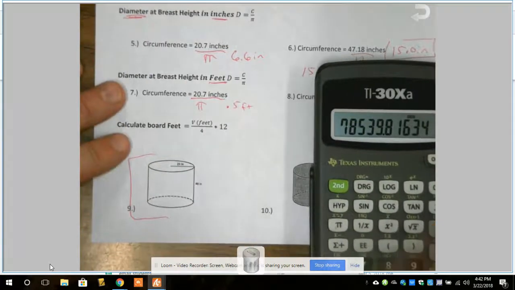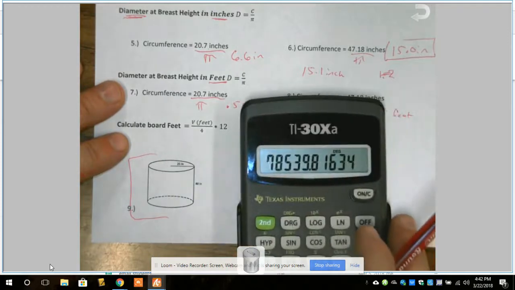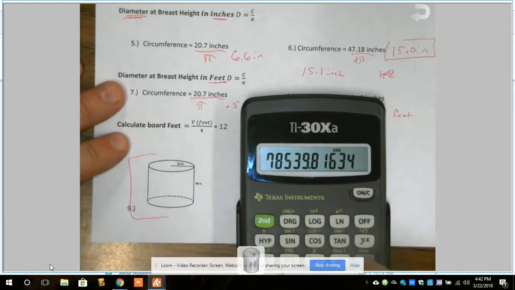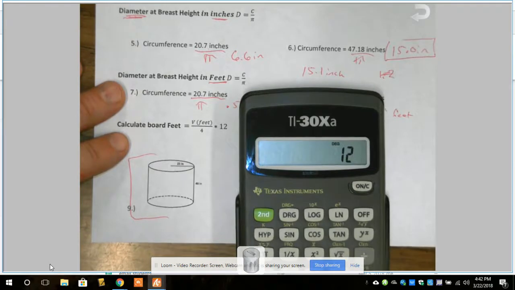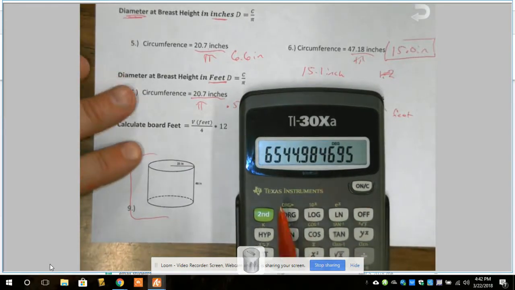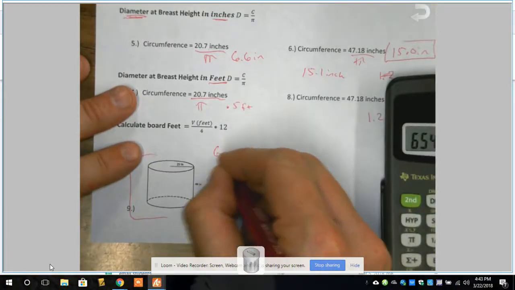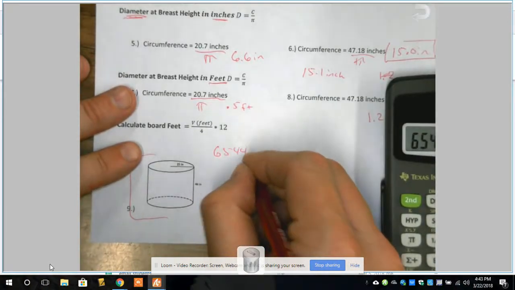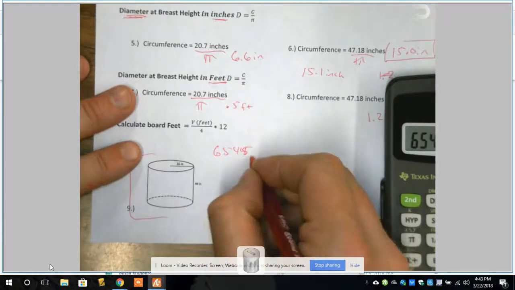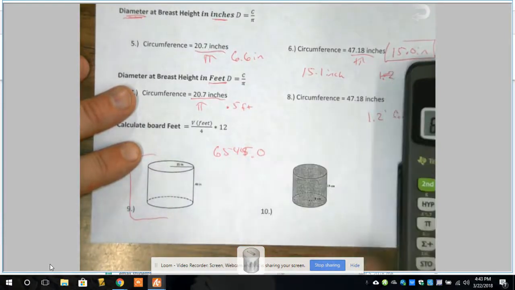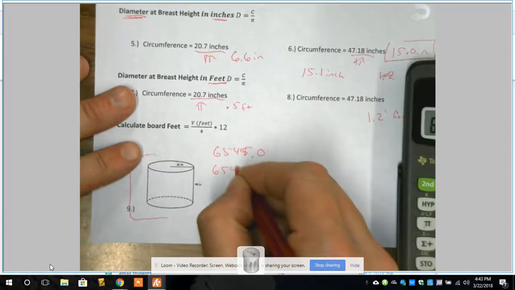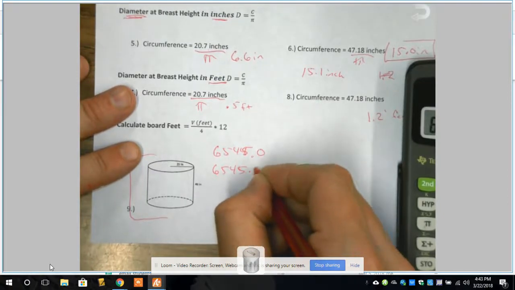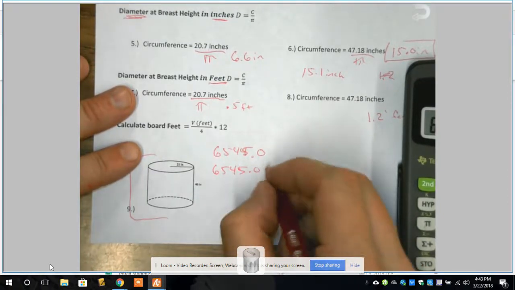Now for here, I want to put it in terms of feet. This is 78,000 something inches, so now I divide that by 12. That'll give me that in feet. So that gives me 6,544, which would actually round up to 6,545.0. That would be feet.